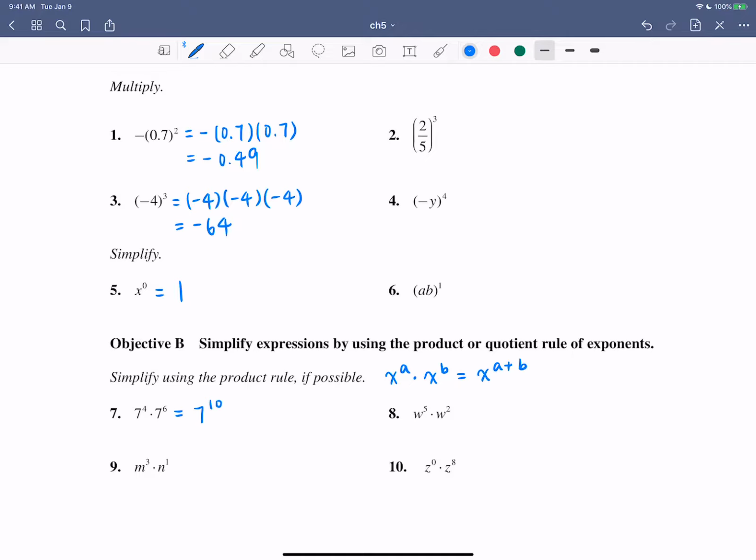Number 9. M to the 3rd times n to the 1st. This one, you might be attempting to apply the product rule and add the exponents, but what about the base? They don't have the same base. Therefore, this one is not possible. Or you could also say can be combined.